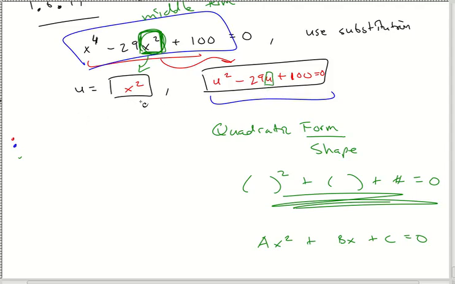So, okay, cool. I have x squared is equal to u. Well, I have x to the 4th. How do I make that into something u-ish? Well, what am I doing from here to here? Aren't I squaring both sides? So it's u squared. See what I'm saying there?